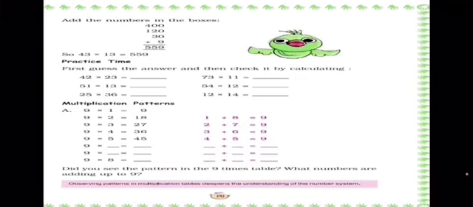For example, 42 multiplied by 23. So now we will first use the expanded form method. Now 42 is 40 plus 2 and 23 is 20 plus 3. So first we'll multiply with this 23. So now 40 multiplied by 20 is 800 and then 2 multiplied by 20 is 40. On a separate piece of paper, first write 800 and then write 40.